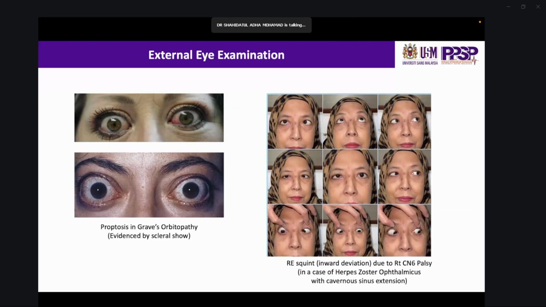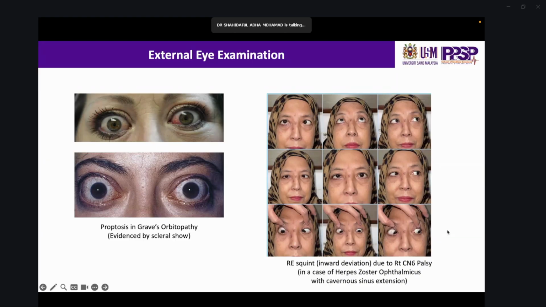So what can you see during external eye examinations? Usually the patient won't come to you with a diagnosis. The patient will come to you complaining of perhaps some fullness or redness, and these are the examples. On the left here, the patient has proptosis in Graves' disease, a patient with hyperthyroidism. But let me tell you, some patients are sometimes in hypothyroid status or euthyroid, but they can still present with these conditions.